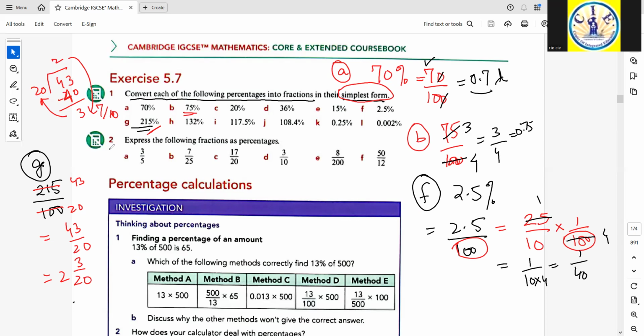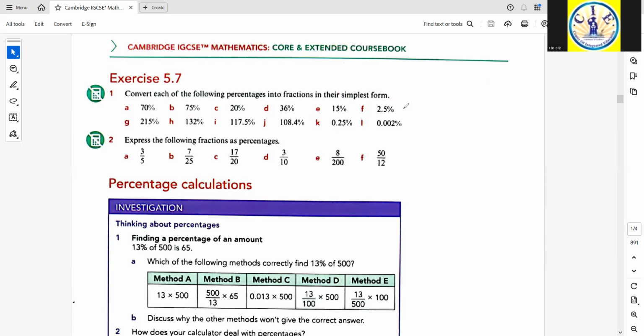And the same pattern we can follow for some more parts of this. For example, let me solve part K, that is 0.25%. So 0.25 divided by 100. And now when we want to get rid of this decimal sign, that would be 25 divided by 100 times 1 by 100.